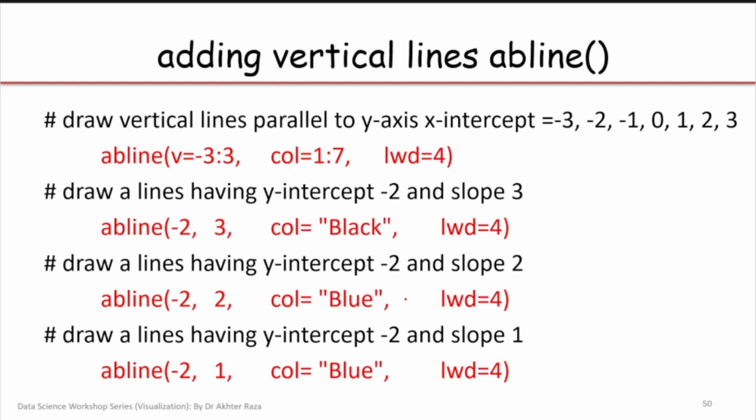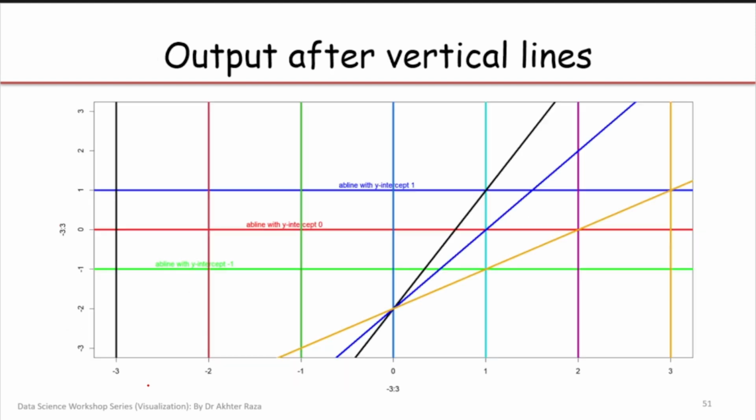So the output of these commands, actually these are 7 commands which generate the 7 vertical lines, and 3 more lines will be added over the previous 3 horizontal lines. So the output will be this. These are the original 3 horizontal lines.